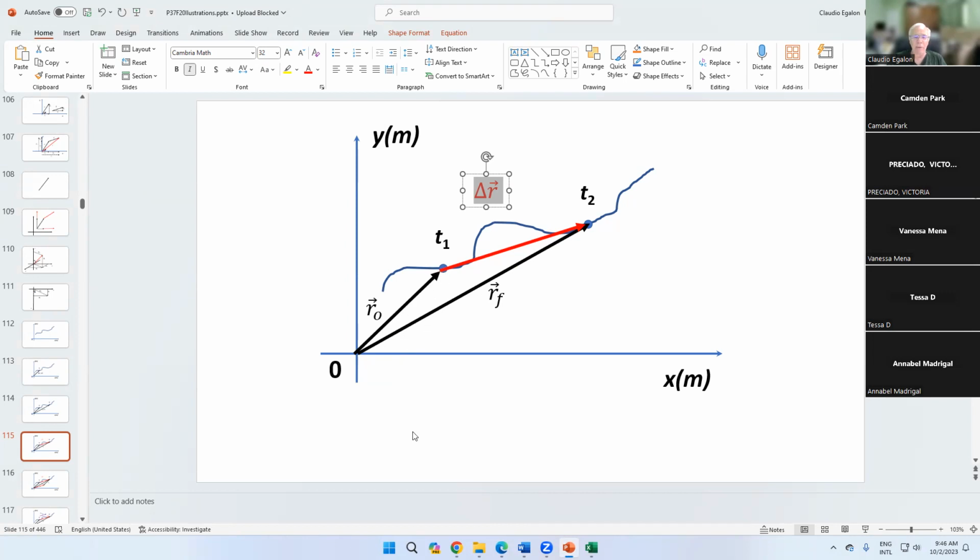Here we are doing the head to tail method. Head to tail method illustrates perfectly how delta r relates to r naught and r f. Two different ways of writing that equation: either delta r is r f minus r naught, or r naught plus delta r is equal to the resulting vector.